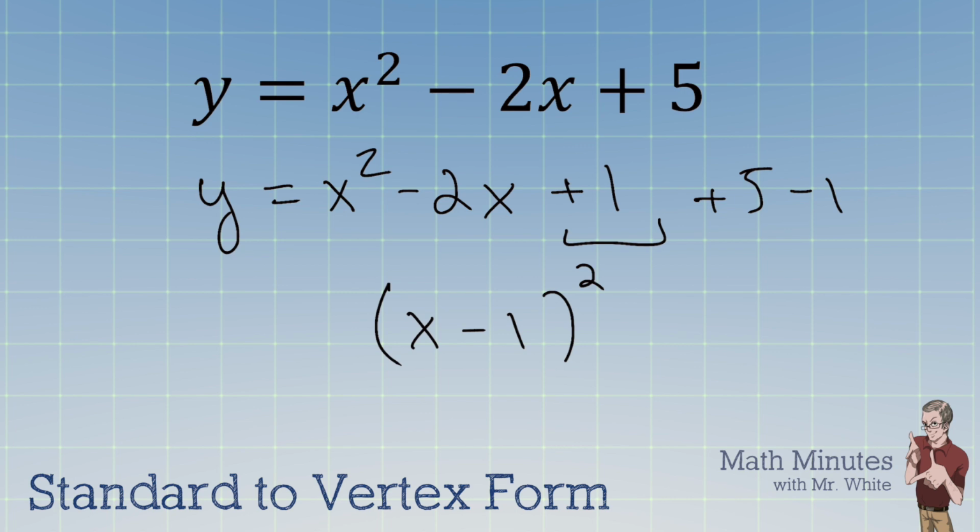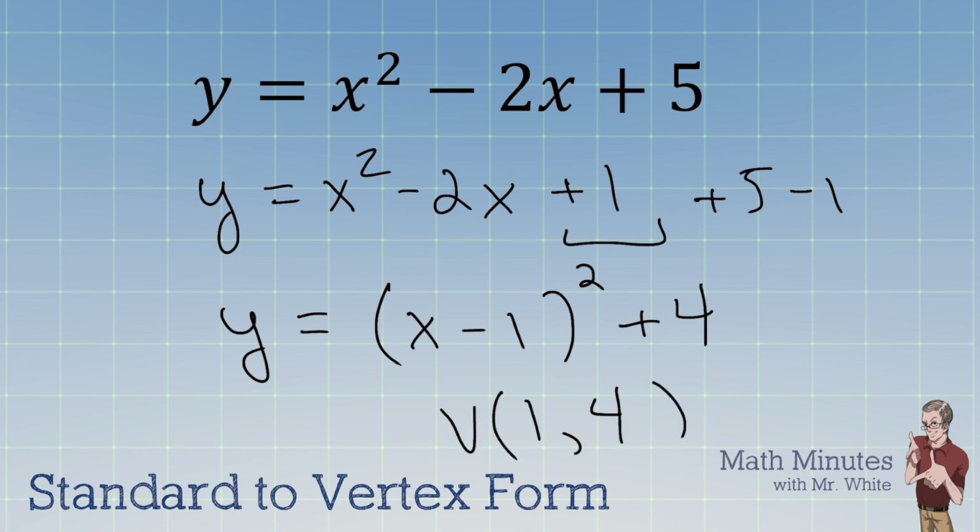So now we combine the like terms of the 5 and the negative 1, and we get a positive 4. So vertex form is y equals the quantity, x minus 1, that quantity squared, plus 4. So that means the vertex is at 1, 4. The vertex is at 1, 4.